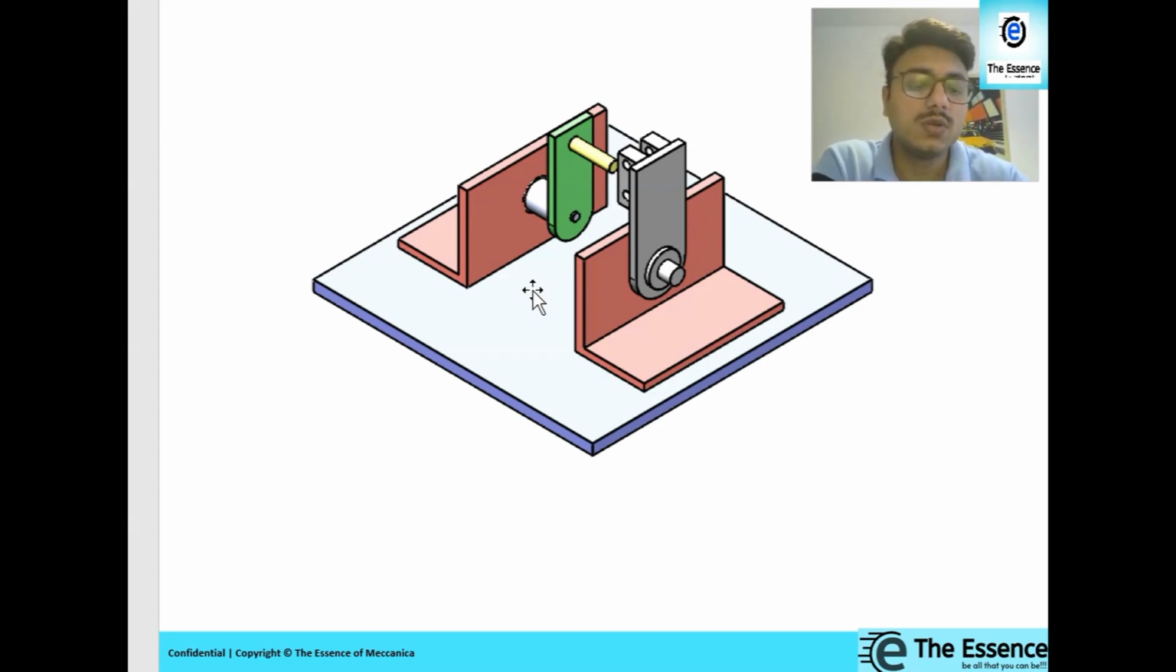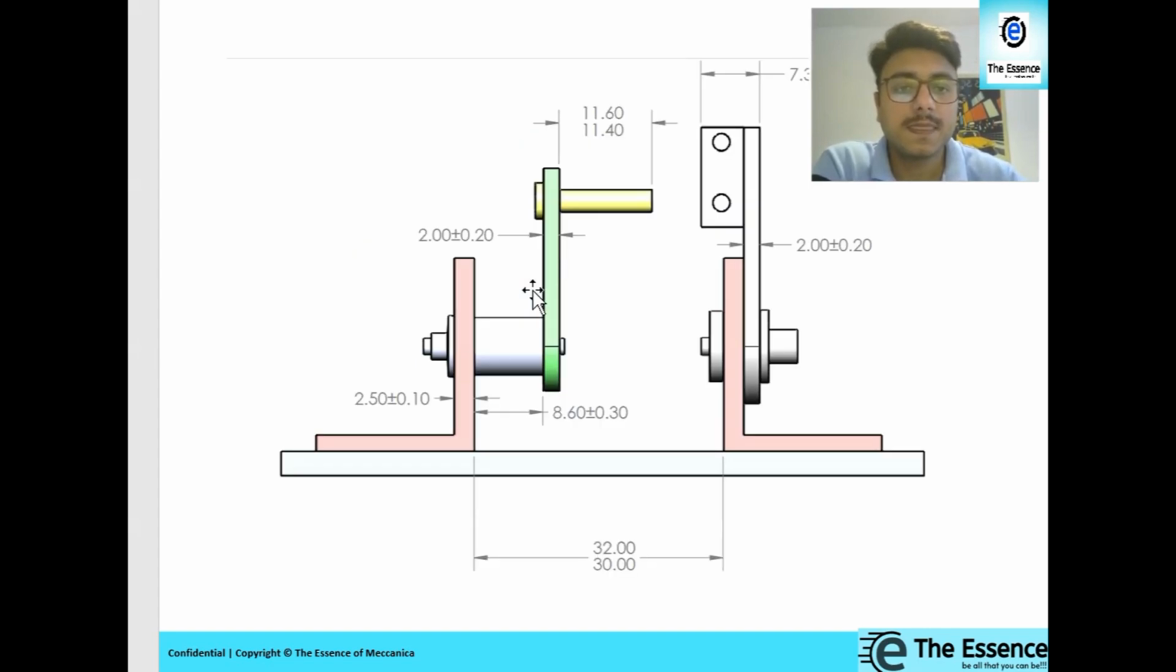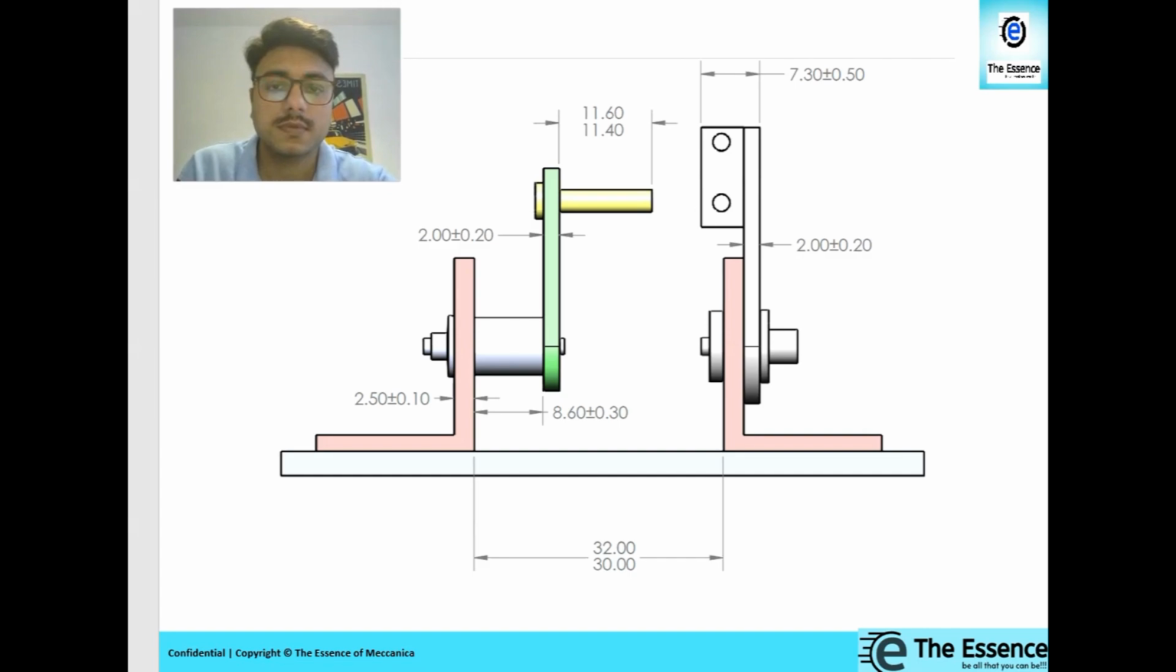Moving ahead to the two-dimensional drawing over here, I have added all the required dimensions from the individual drawings. So this assembly has many components and there will be some individual drawings for these components. I have added the required dimensions in the loop diagram in this assembly. We will prepare the loop diagram and we will try to solve this.